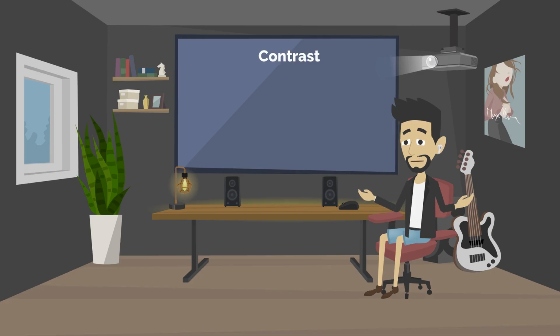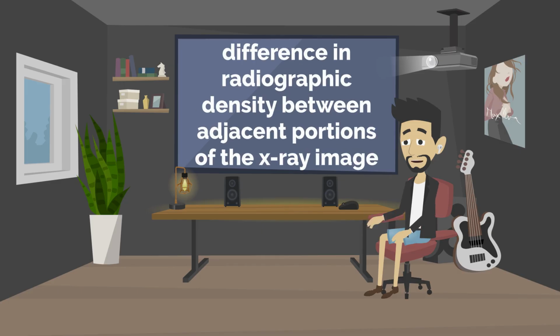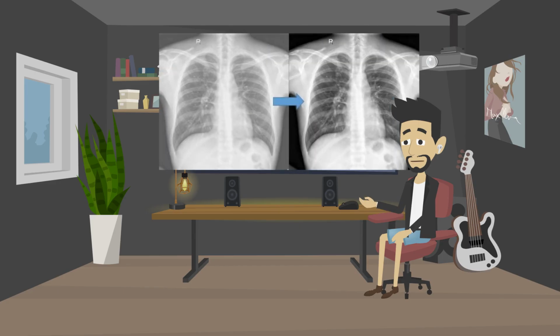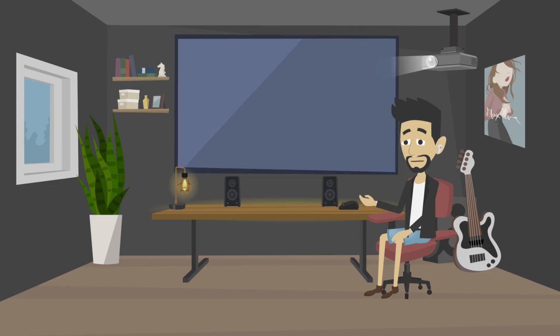Next is contrast. Contrast is a photographic property defined as the difference in radiographic density between adjacent portions of the image and is a critical factor in the visibility of detail. Contrast is what makes the anatomy more visible. Images with too low a contrast have little density difference between the anatomical structures. They have a flat, gray appearance, and details may be so similar in radiographic density that they are challenging to differentiate. Images with too much contrast have a black and white appearance.